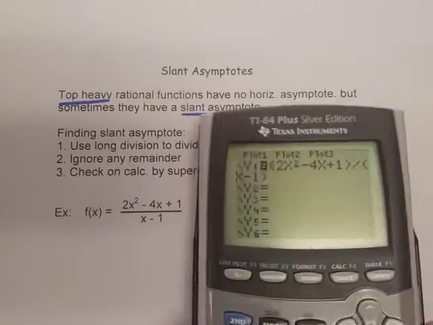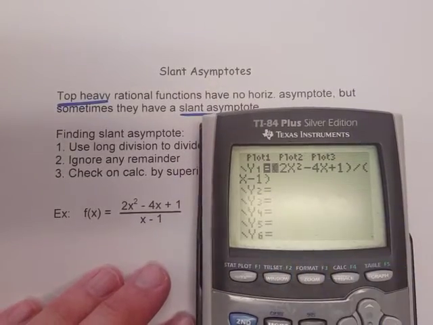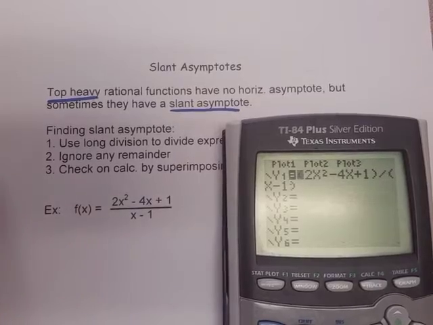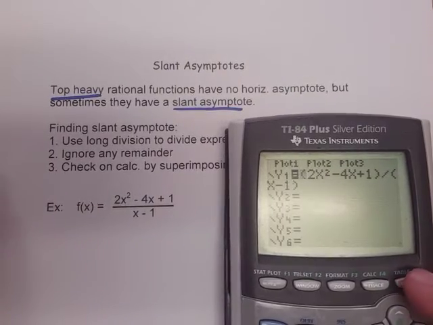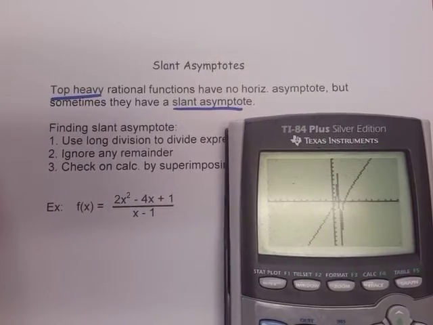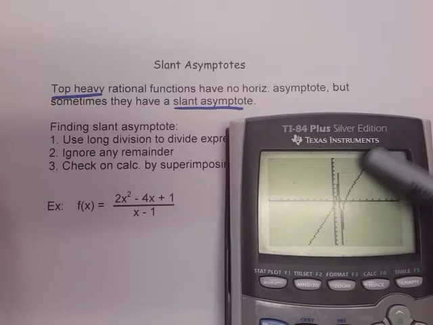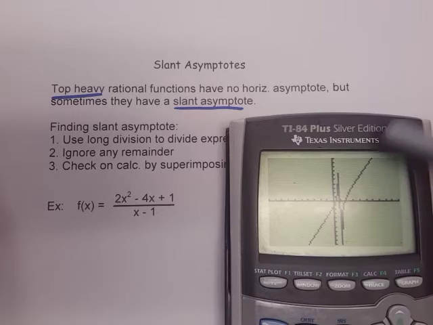So I'm going to put that into my y equals. You'll see that I've got the parentheses in the top and the bottom. That's important to make sure that your calculator is doing the right thing. I'm going to graph this. This is going to be in zoom standard, and you'll notice that along here it looks like it's kind of following a path. That's going to be a slant asymptote.